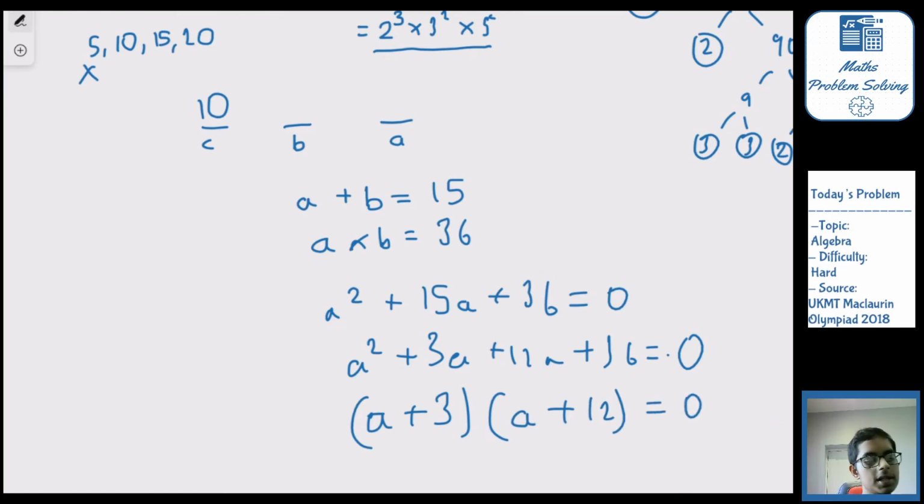equals 0. Now obviously these solutions will give us a equals minus 3 or minus 12, and that isn't what we're really after. So this essentially gives us that one of a or b equals 3 and the other equals 12. So therefore we have a valid solution: a equals 3 and b equals 12, or vice versa, but that won't give us a unique set. So that is one possible solution.